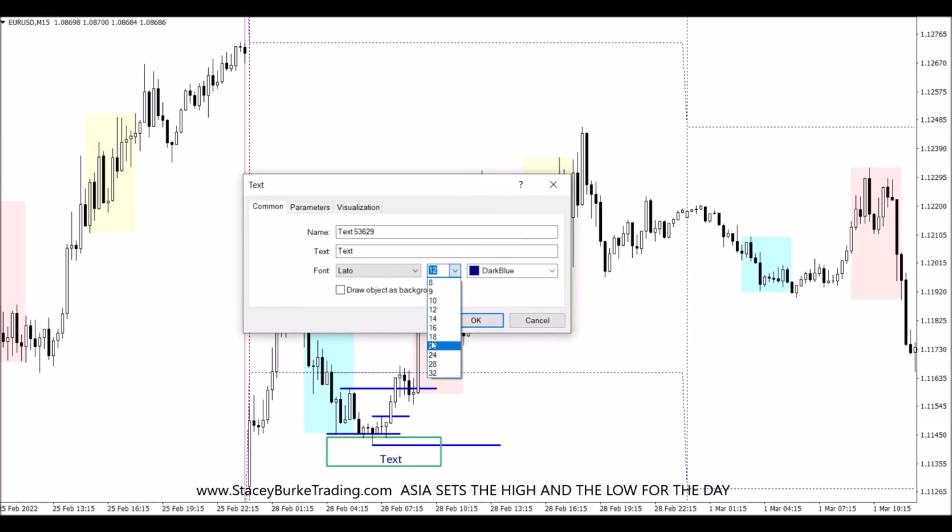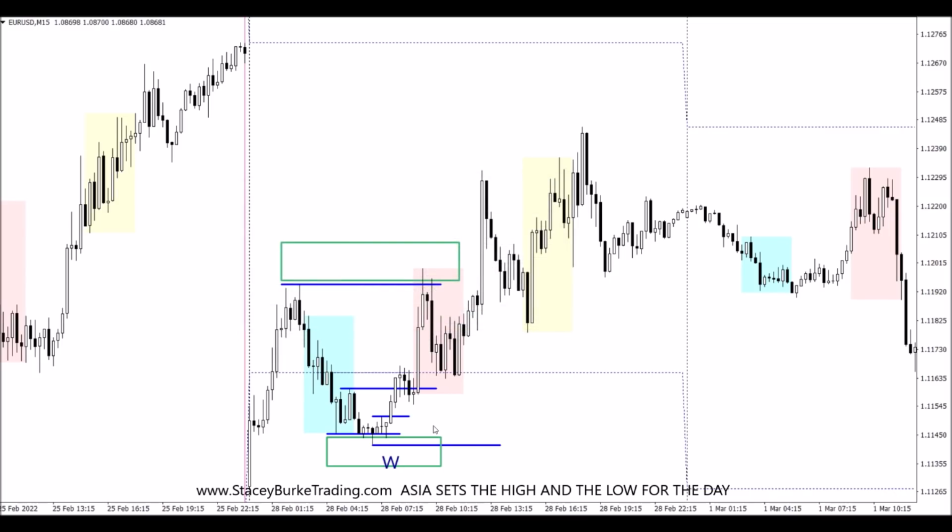I'll just blow this up. As I've mentioned before, if I was to enter into this trade, so again, there's our little micro W formation at the low of the day. If I was to enter into this trade, I would have to trade in the direction of the move that's come from locking in the low of the day.